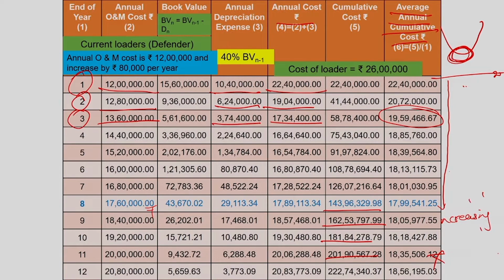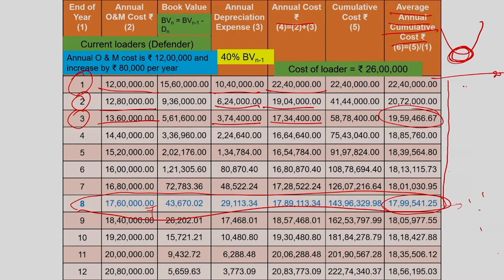So for this current loader, what is the economic life of the machine? You can see the economic life is the 8th year. In the 8th year, the total cost associated with the machine is minimum, 17 lakh 99,541.25. So this is the optimum replacement time for this machine when you consider only the Defender. If you are going to hold this machine with you for 8 years, the average annual cumulative cost will be 17 lakh 99,541.25. So this is the economic life for this particular loader.